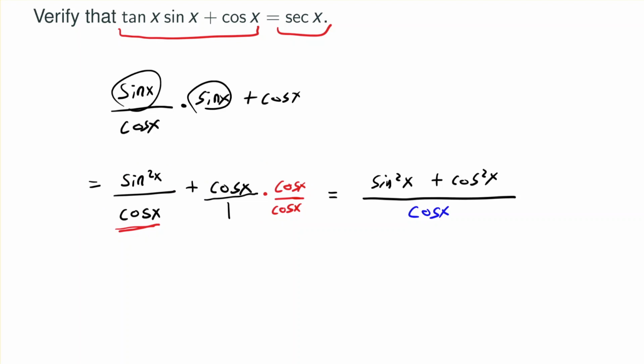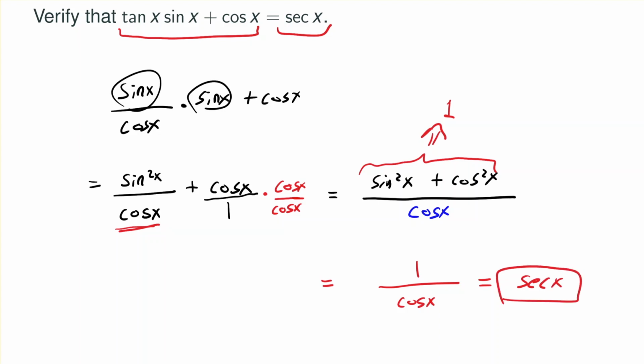So then we have to remember this is one of the Pythagorean identity. So this equals 1, right? So this right here is 1 by the Pythagorean identity. Well, that doesn't look like 1, so let me write it. This equals 1. So we have 1 over cosine x, which is same thing as secant x, right here. So we verify that left and right are equal.